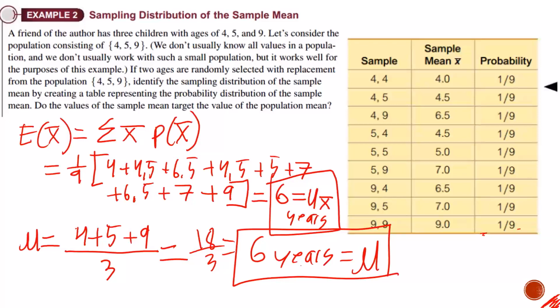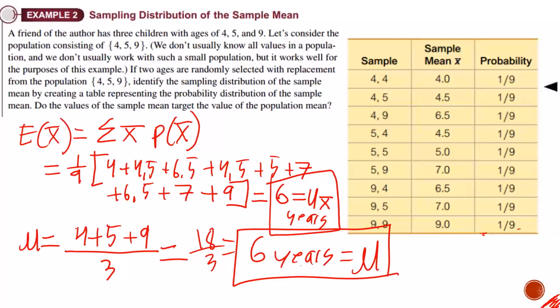So notice what this is saying. There's two things. The sample means target the population mean. Some sample means are much higher than the population mean, but some are much lower. And when they're all averaged out, you get the population mean. So the mean of the sample means is equal to the population mean.